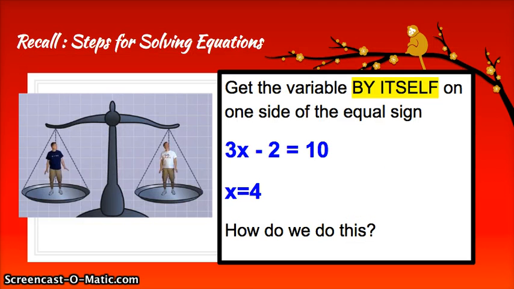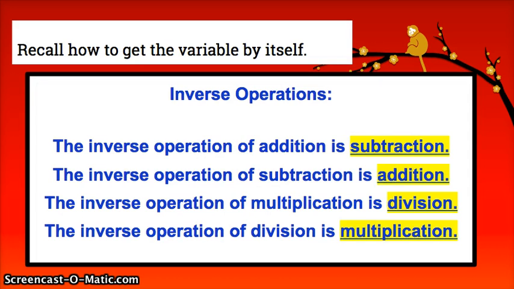We do this, again, by getting the variable by itself. And how we do that has not changed. We still do this by using inverse operations, right? Addition and subtraction are inverses of each other, and multiplication and division are inverses of each other. What's new today is that we're not separating these into different lessons. You will see all of them together in the equations that we solve.